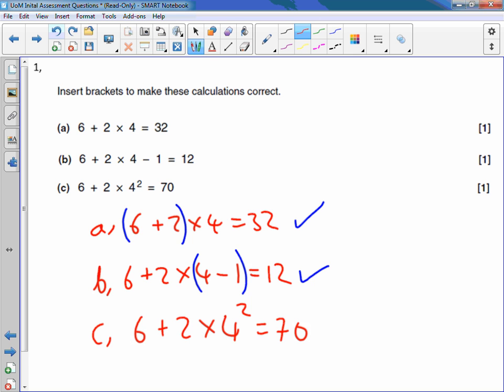What does work? Well, let's have a look. If I stick my brackets in there, though, I'll get my 2 times 4 is 8. 8 squared is 64. Plus the 6 is 70. Happy days. Okay, so that's our first 3 marks in our first question.